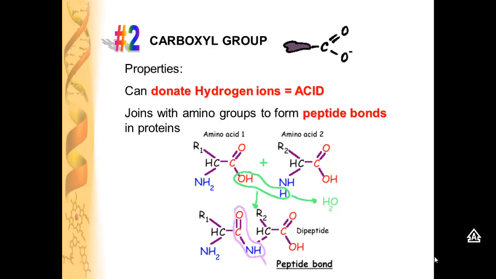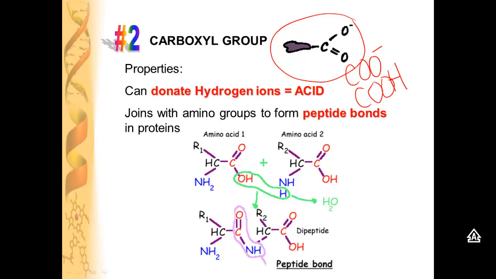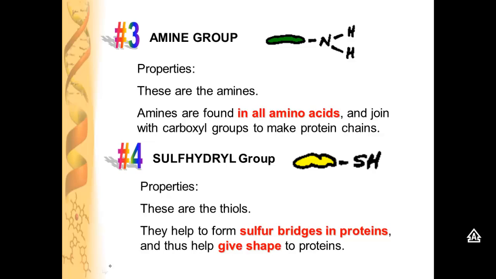The second functional group is the carboxyl group. That is the COOH group that you see here. Sometimes you'll see it like this. Sometimes you'll see it like this. Normally you'll see it on an amino acid. So you see here the COOH on amino acid 1 and amino acid 2. All amino acids have a carboxyl group. Carboxyl groups are acids, and what they do is they help to form a bond between the amino acids, and that bond is called a peptide bond. You'll learn a lot more about that later.